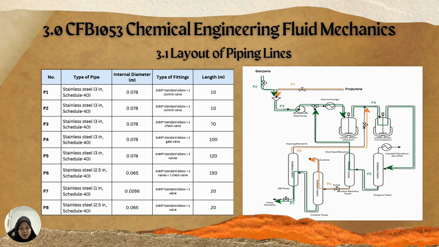Now we will move on to chemical engineering fluid mechanics, which is part 3. 3.1 focuses on the layout of the piping system, and here there are several pipe specifications using different internal diameter measurements and different lengths.